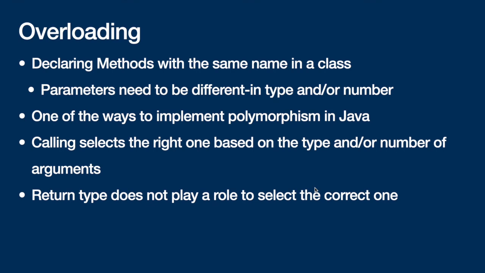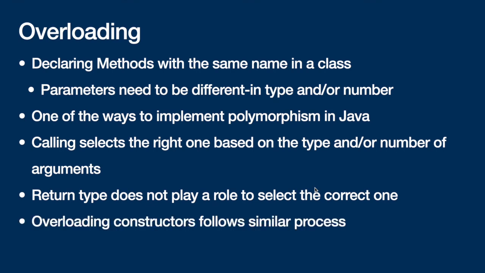That's important in overloading. And constructors can also be overloaded, and it follows a similar process as methods. So we can have a constructor with no parameters, we can have a constructor with one parameter or multiple parameters. So we can define multiple constructors and use specific ones as we desire when we instantiate the class.